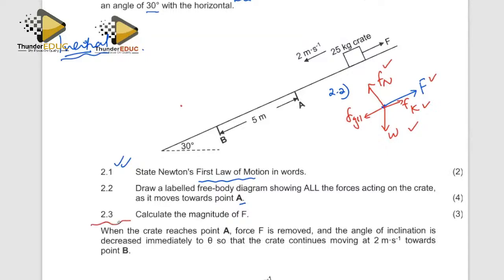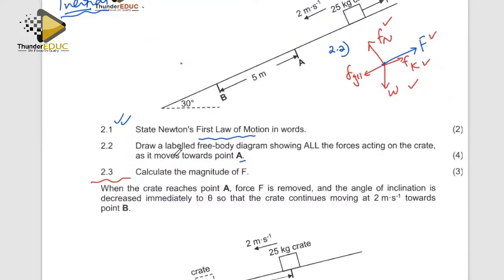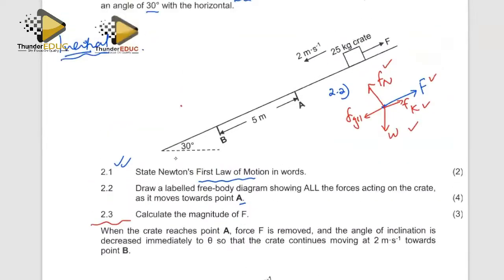Then 2.3, they want us to calculate the magnitude of F, which is the applied force, for 3 marks. So you can use Newton's second law, whereby we know that the F net should give us the ma. Now down the incline, we know that we have the Fg parallel. We say the frictional force is going to be acting upwards. So if I get my Fg parallel plus the Fk plus the F applied must give me the mass and then the acceleration.